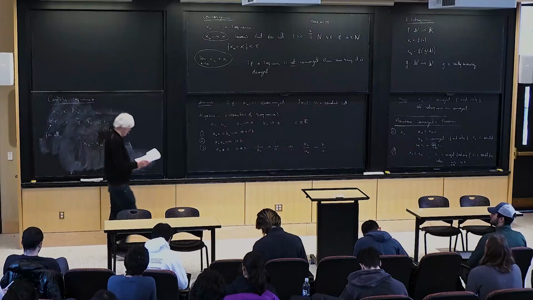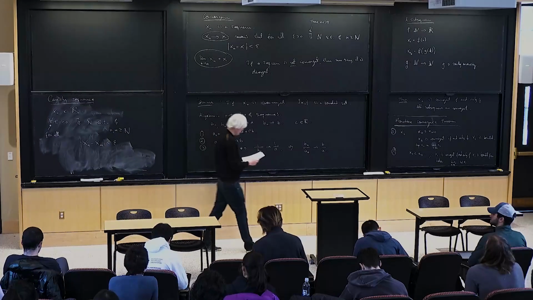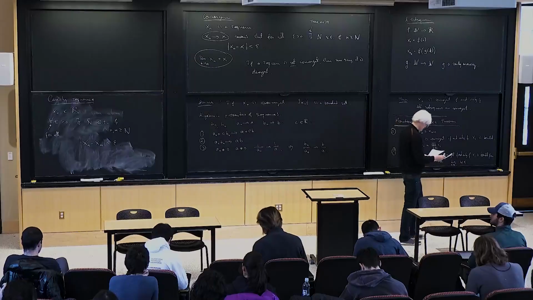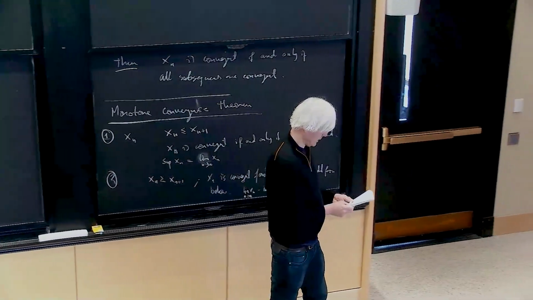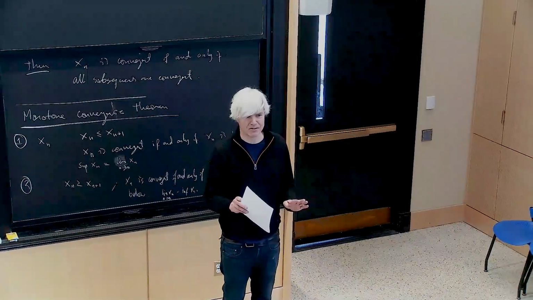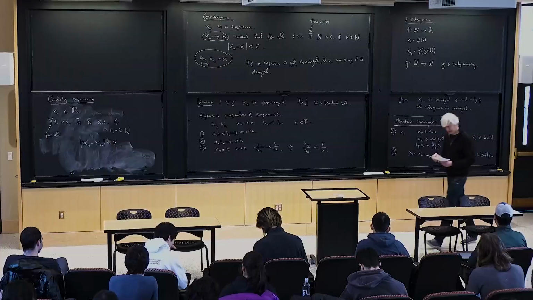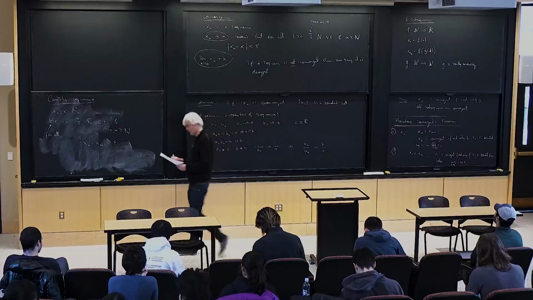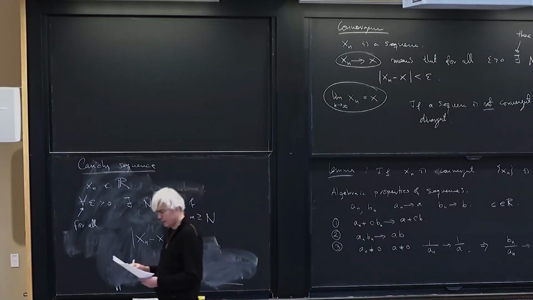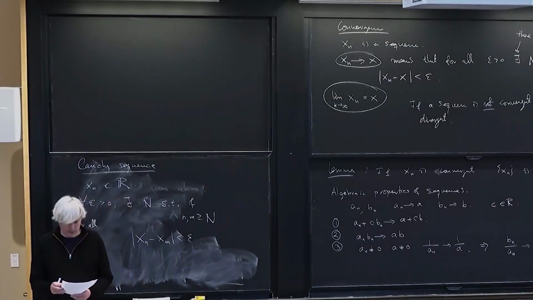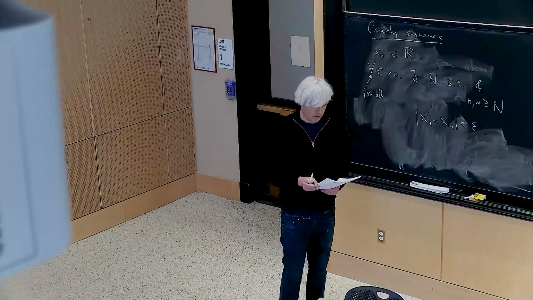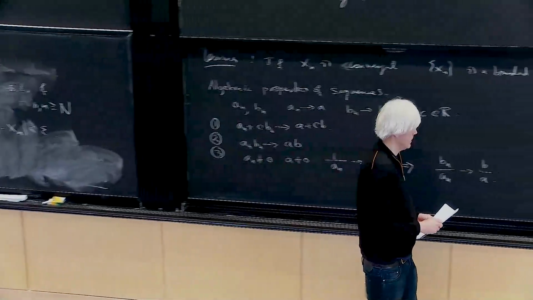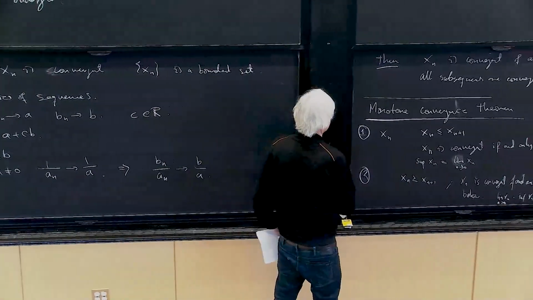Then let me skip. In my notes I have something about contracting maps, but actually there won't be anything about contracting maps on the midterm, so I'll skip that. Let me now next talk about the Cauchy convergence theorem and the Bolzano-Weierstrass theorem.